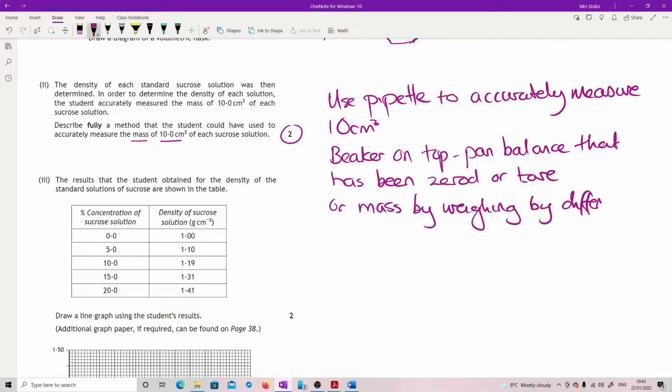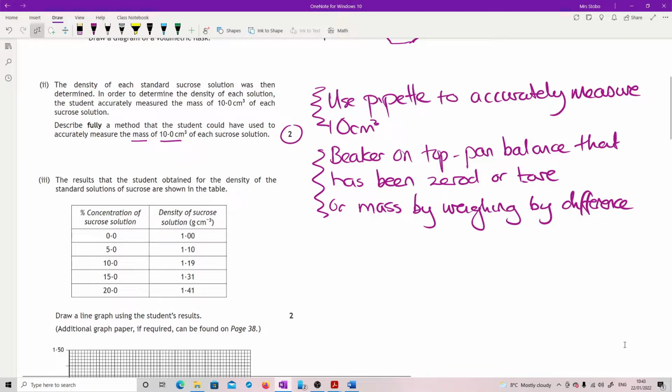What that means is you put your beaker on the balance, you note the mass, you add in your 10 centimetres cubed, you note your mass, and then you subtract and you'll get how much the 10 centimetres cubed weighed. Either is good. There's your first mark and there's your second.